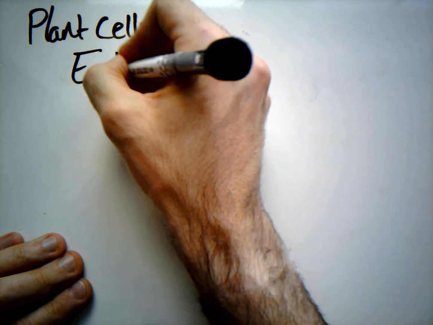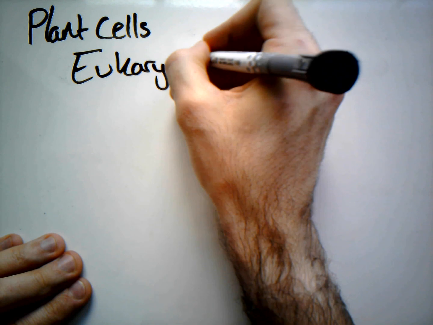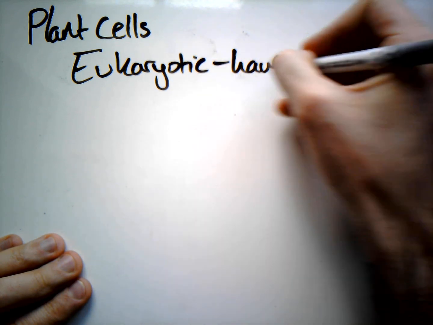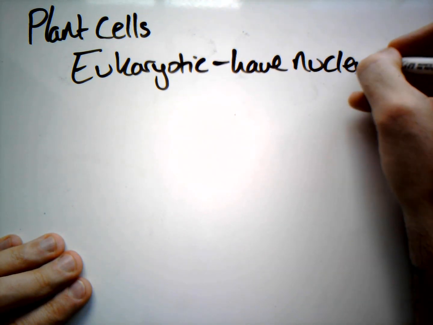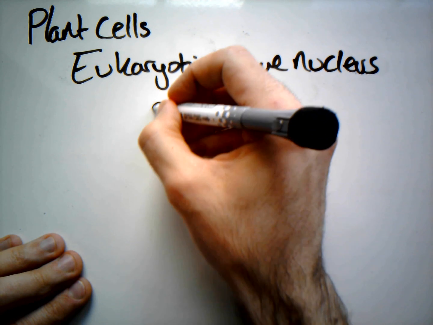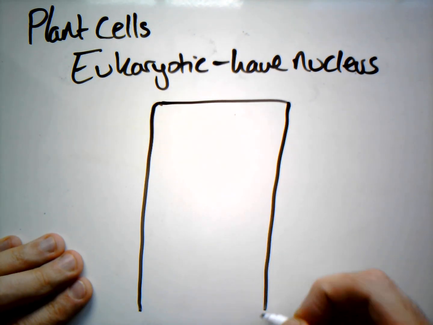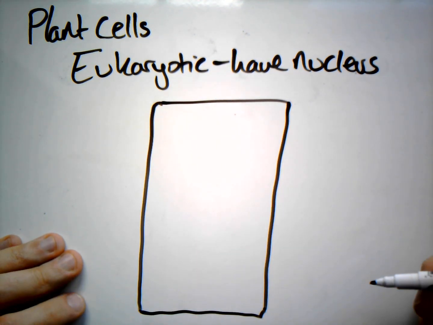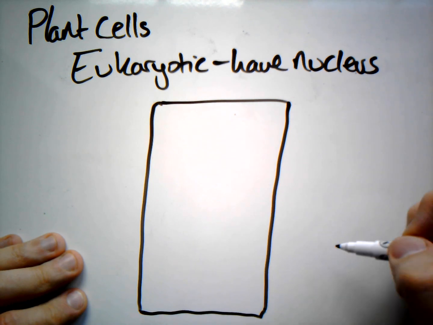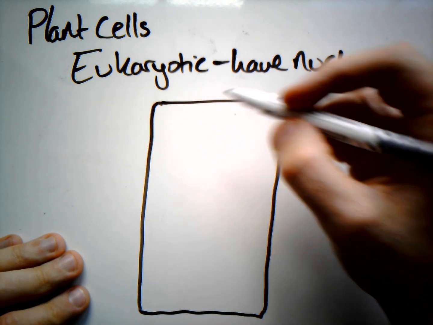So let's talk about plant cells. The first thing you need to know about plant cells is they are what we call eukaryotic. And this means that they have a nucleus. Now when we draw our plant cells, we tend to draw them in this sort of uniform shape. This is because when you look under the microscopes, they tend to have this brickwork structure going on, where they're all sort of joined onto each other in a brickwork pattern.